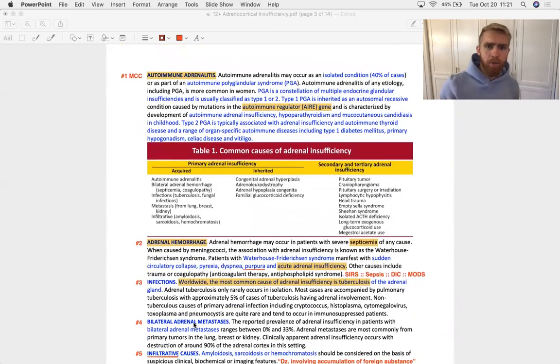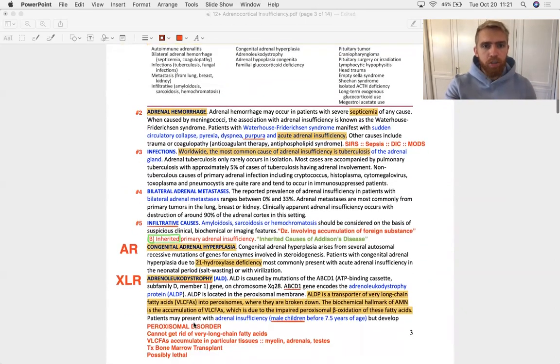So autoimmune is most common, and it's due to mutations in the autoimmune regulator gene, which we recognize from the Treg development pathway. Adrenal hemorrhage is another cause of Addison disease, and adrenal hemorrhage is going to be secondary usually to septicemia, which means you have bacteria in your bloodstream.